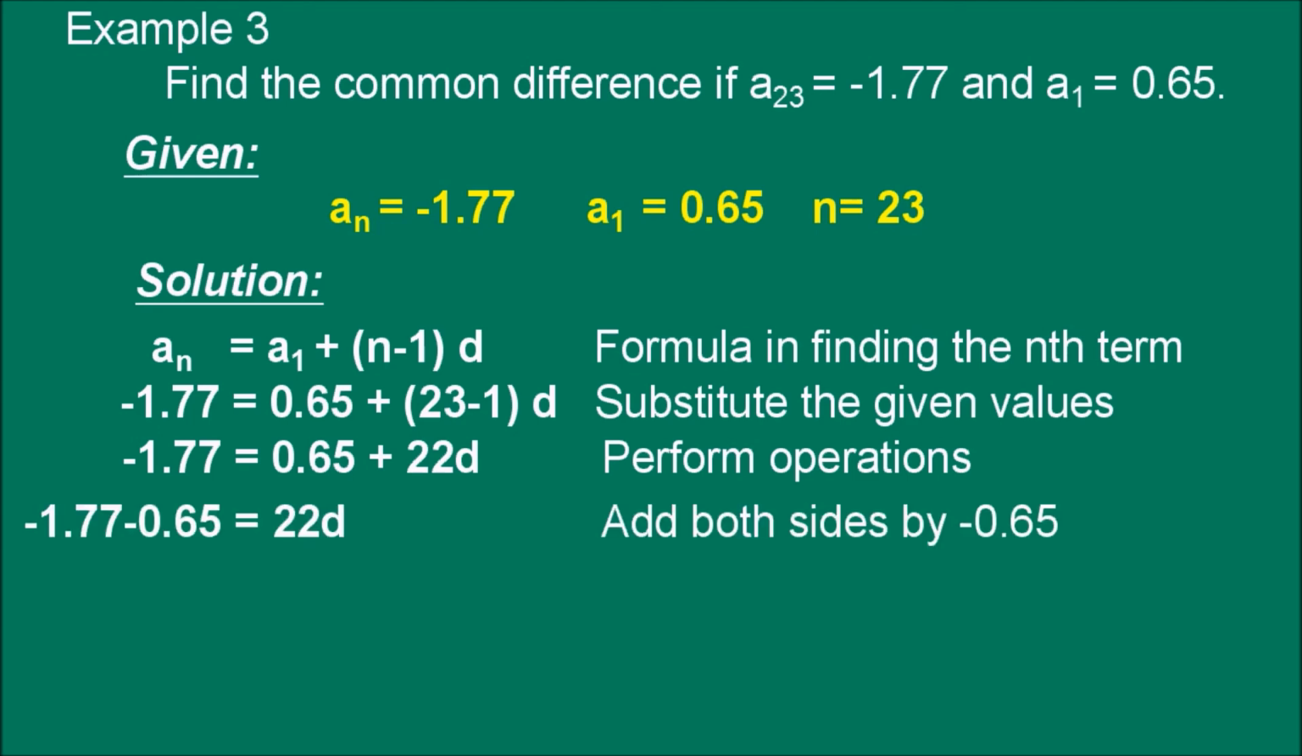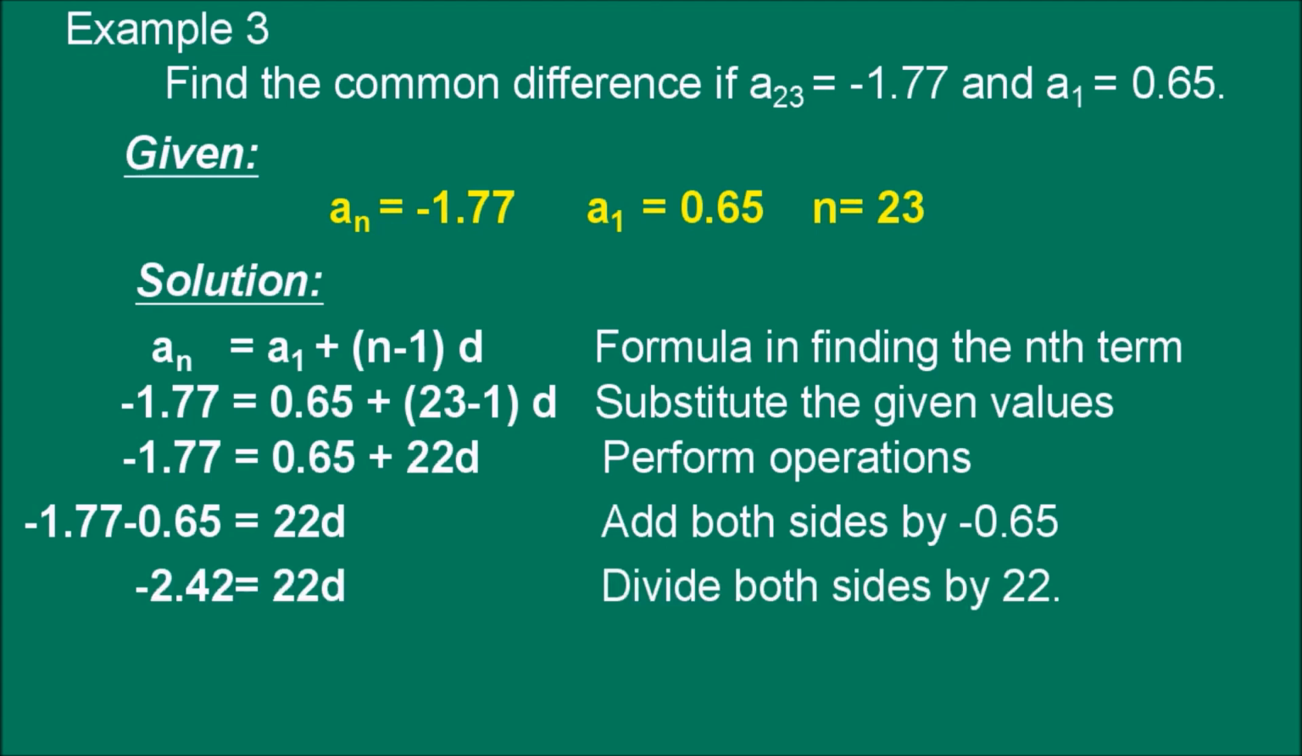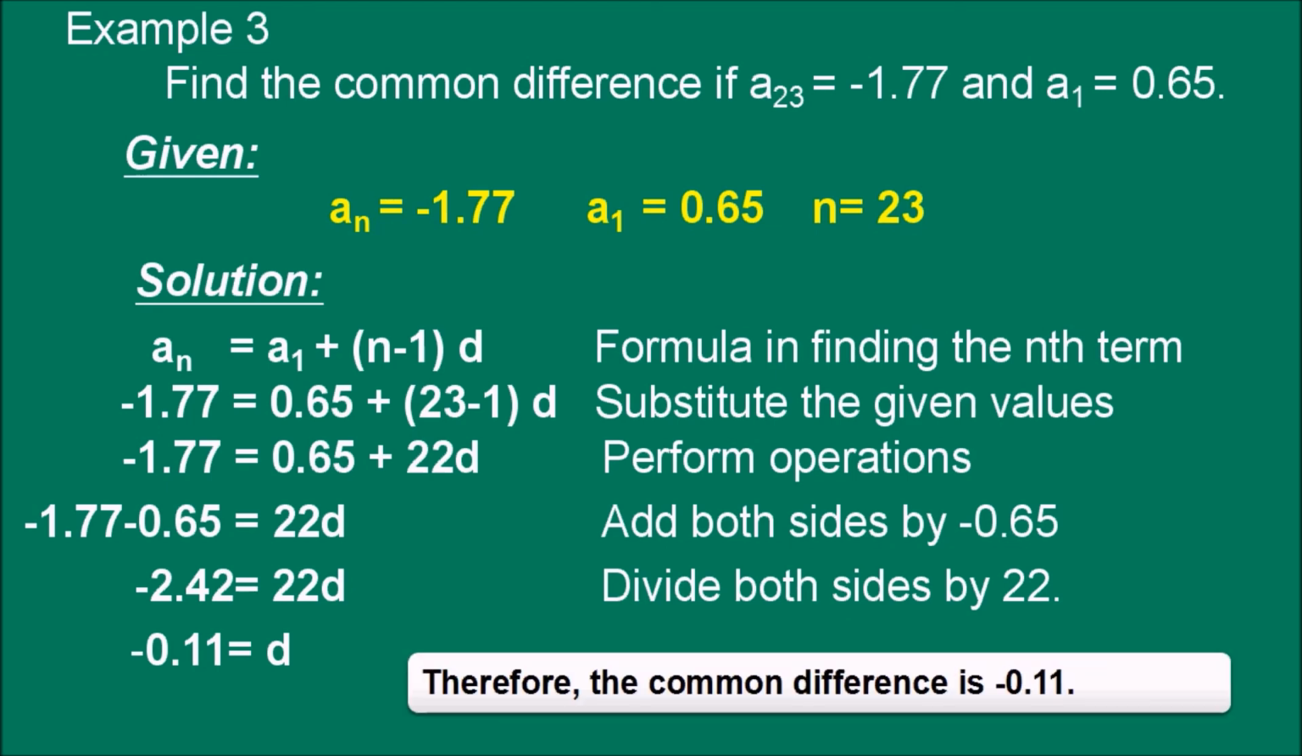Next is add both sides by negative 0.65. So negative 1.77 minus 0.65 is equal to 0.65 plus 22d minus 0.65. Then what is left is the 22d. Next step is to divide both sides by 22. So negative 2.42 is equal to 22d. And d, or the common difference, is equal to negative 0.11. Therefore, the common difference is negative 0.11.